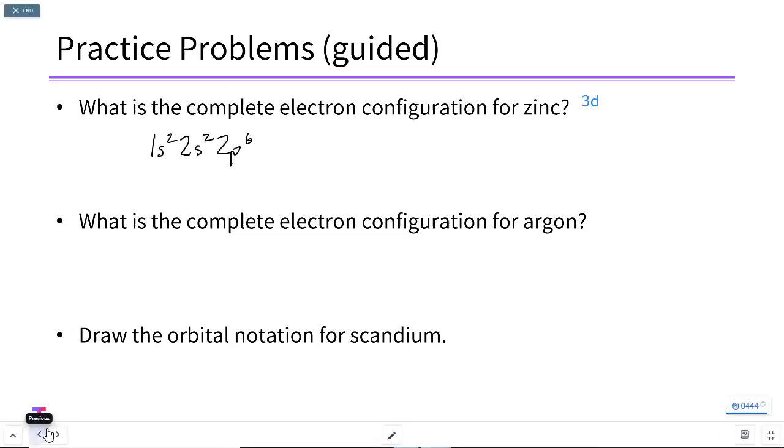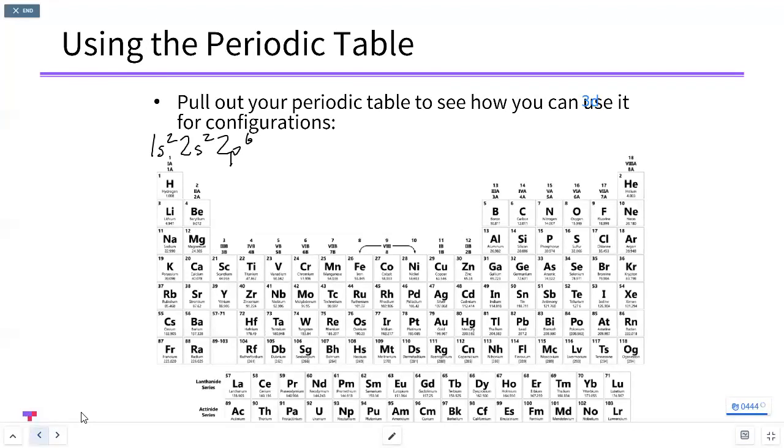Well, I'm getting them from the number of elements in each of those blocks. 1s2, because there's 2 in that block. 2s2, because there's 2 in that block. 2p6, because there are 6 in that block.